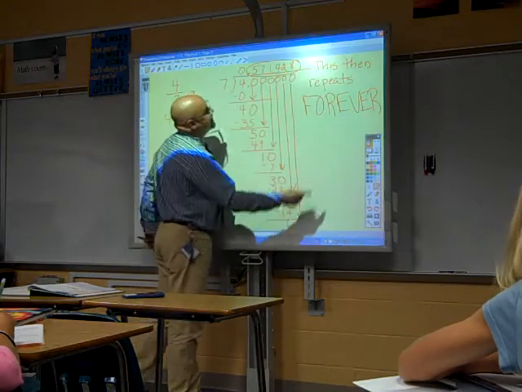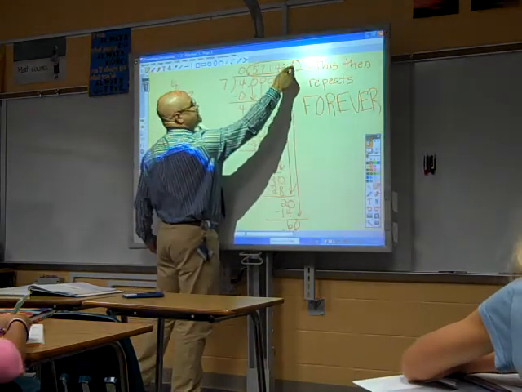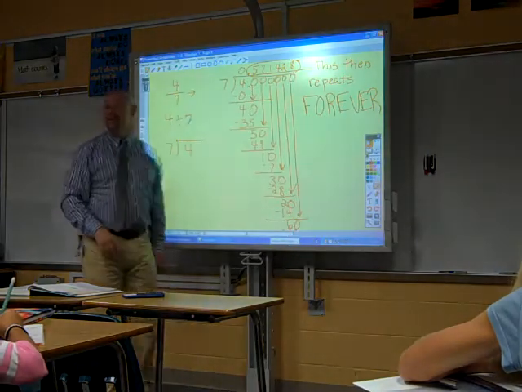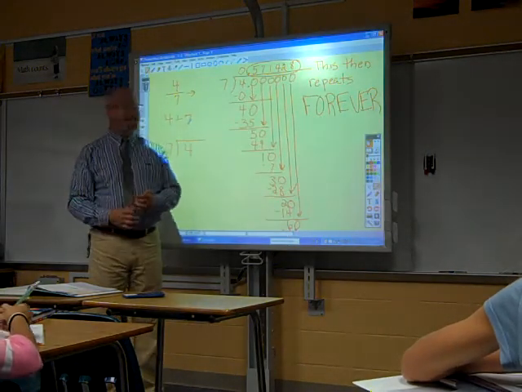7 goes into 60 8 times, 7 times 8 is 56. I wrote it down there, but it got too low for you to see. Yes? I don't get what 10 meant. Like, where do you get 7 from?